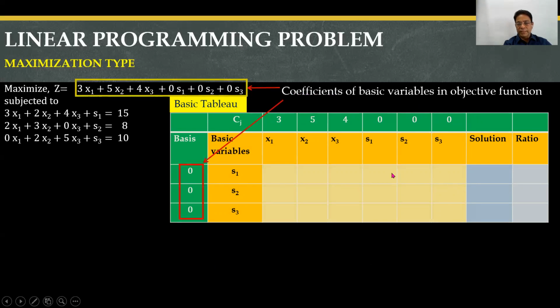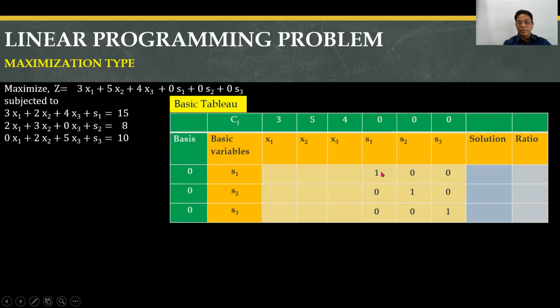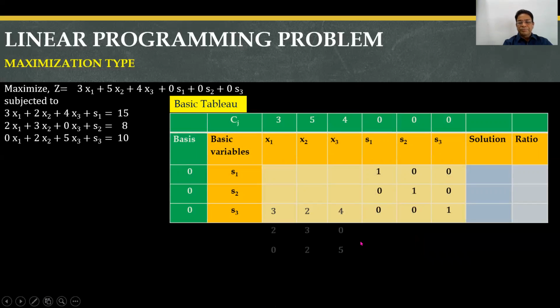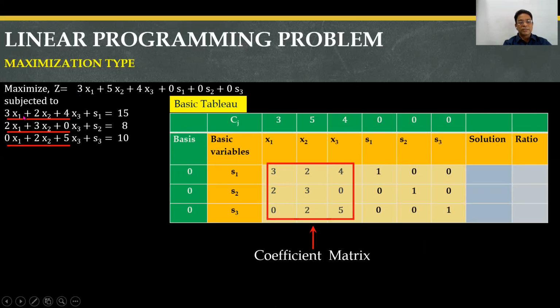Now next we'll complete the S1, S2, S3 columns. These will ideally form an identity matrix. How is this identity matrix obtained? It is obtained because in the first row we have only S1, in the second row we have only S2, and in the third row we have only S3. So we'll get the identity matrix like this. Next, we'll get this coefficient matrix. This coefficient matrix is obtained from the x1, x2, x3 coefficients from the constraints.